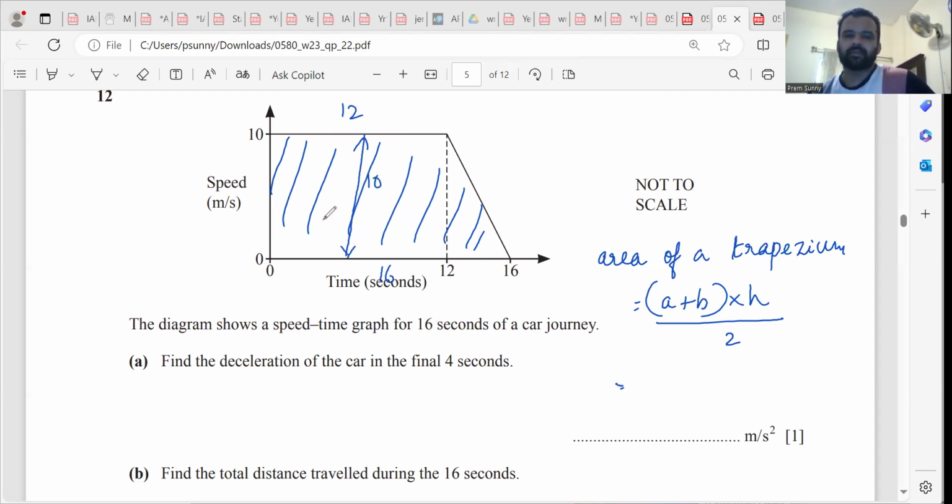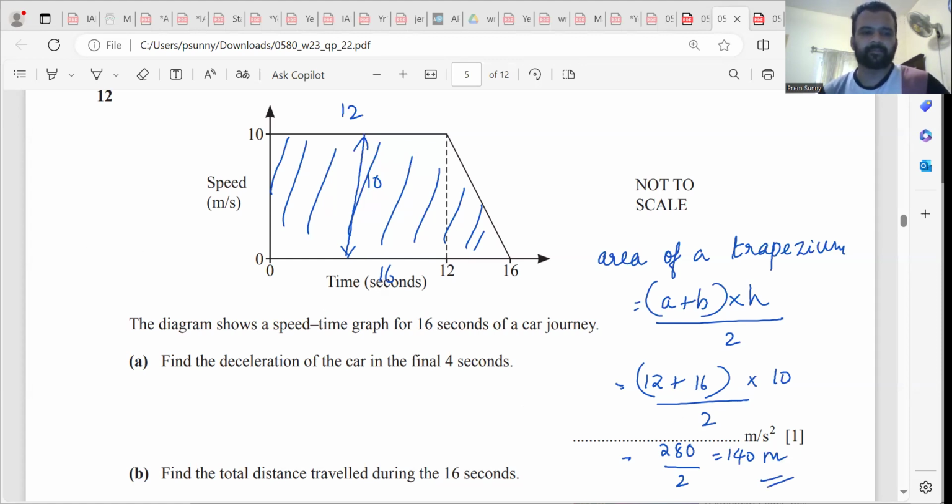Now just put it in the formula. A is 12, B is 16, times height 10, divided by 2. 16 plus 12 is 28. 28 times 10 is 280. 280 divided by 2 is 140. Since it is a distance, it will be in meters. So 140 meters will be my final answer.